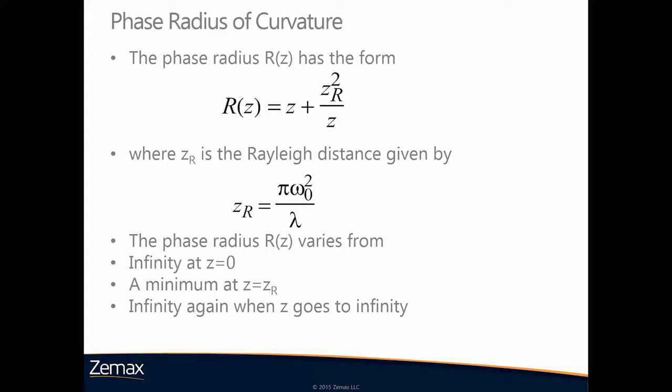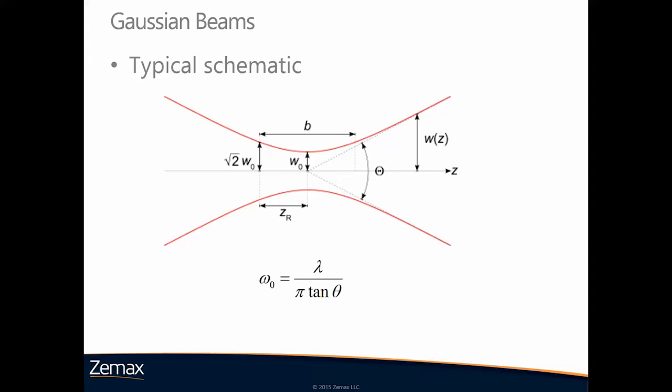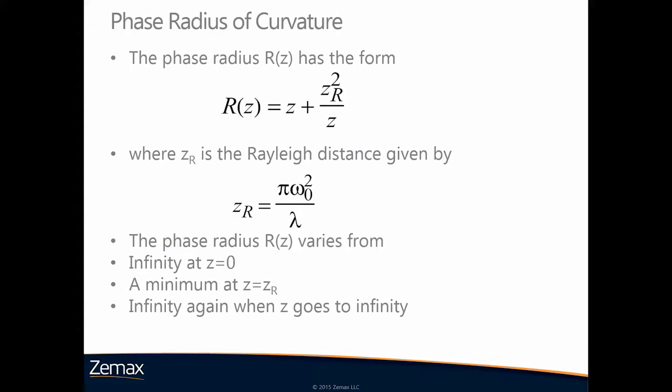One of the things that we use to describe this is the phase radius of curvature. The phase radius of curvature is infinite at z equals 0. In other words, if you were to differentiate the wavefront, everything would be pointing along this direction. It comes to a minimum value at the Rayleigh range, and then as you go off to infinity, the phase radius of curvature goes infinite again, and it's given by this expression. The Rayleigh range itself is given by this expression. It just depends on the beam waist and the wavelength.